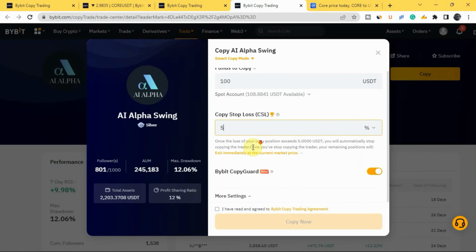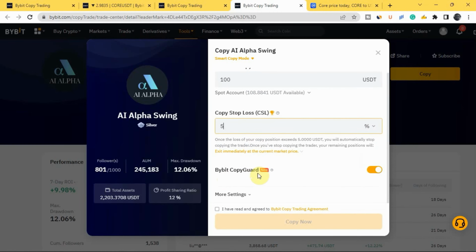And right here where you have BYBIT copy guard, I will advise that you put it on. We all know that traders cannot be 100% accurate with their analysis and with their trades. So when you turn on this BYBIT copy guard, it helps you to limit your losses. So you should turn it on if you are using the BYBIT copy trading platform. And once you've done that, you come here to where you have, I have read and agreed to the BYBIT copy trading agreement, and tap on copy now.